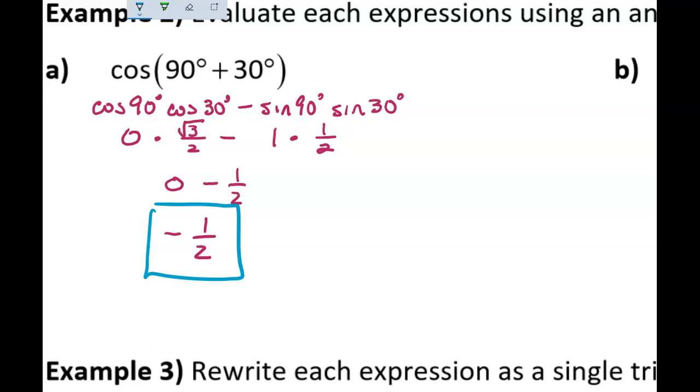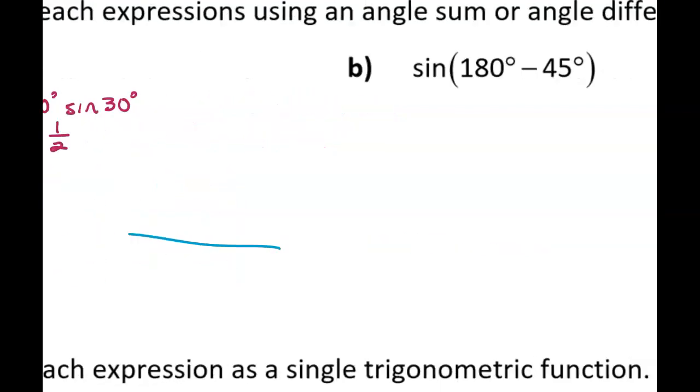So this is just to demonstrate that this formula actually gives us a valid answer. I would probably not actually work this example this way if I were given a choice. It's easier just to add the 90 and 30 and then evaluate the cosine of 120. All right, and in B, we have a similar expression.